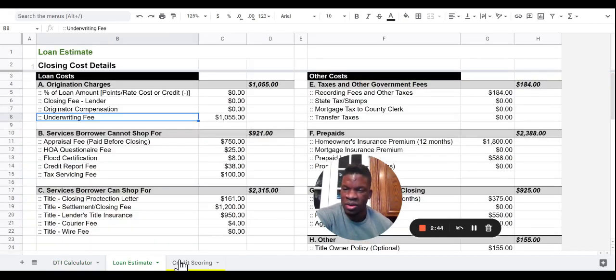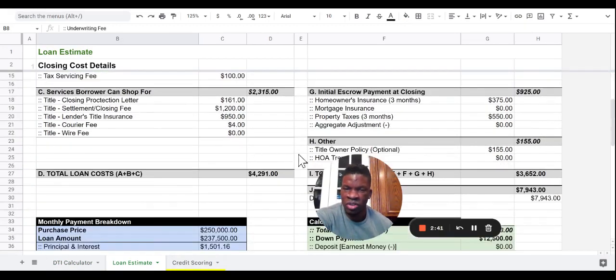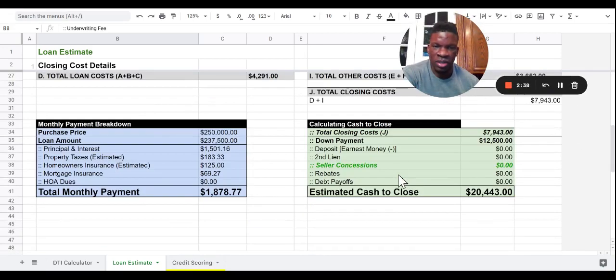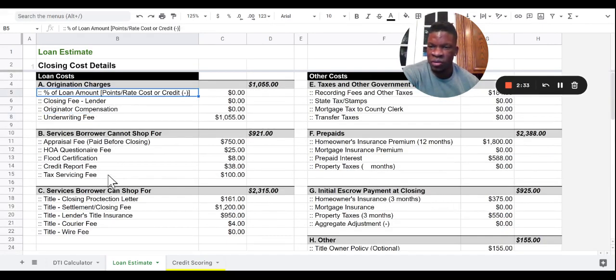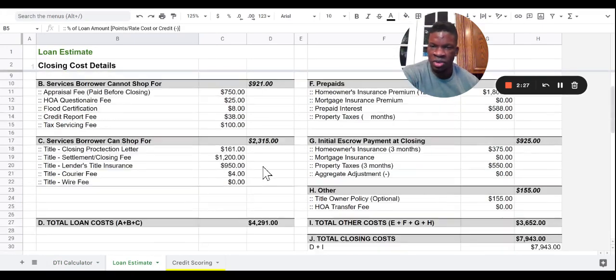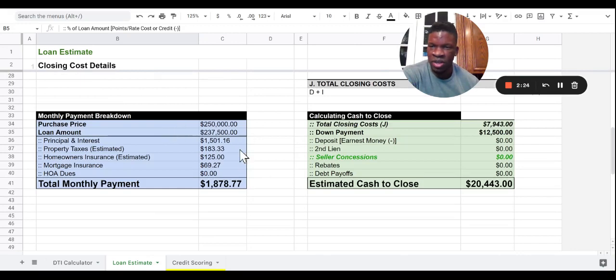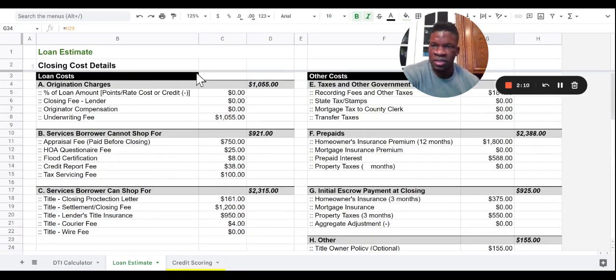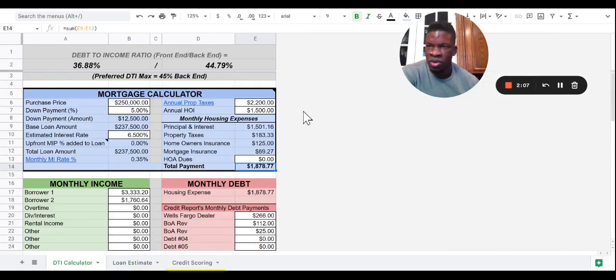The next tab here, the loan estimate, this gives you an idea of what you can expect for closing costs. So basically, you'll scroll down to the bottom here to see your calculating cash to close. Anything that you change on the debt to income ratio calculator will adjust everything in your closing costs automatically. So you'll see your monthly payment breakdown is going to be very similar to what you saw here. There's your total payment here. And you can see there's your total payment there. And it's going to take your down payment and your closing costs and give you a total estimated cash to close. So that is how the debt to income ratio worksheet works, and the loan estimate tab as well with it.